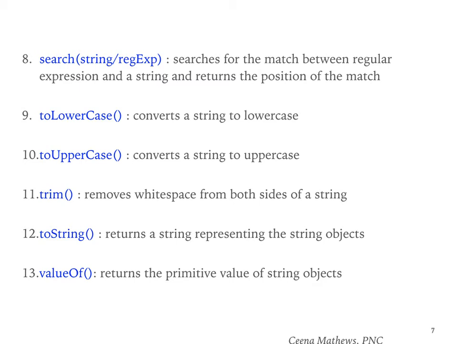Trim will remove the white spaces from both sides of a string. And toString returns a string representing the string object. valueOf returns the primitive value of the string object. toString and valueOf will return the string as such. We can see the example.